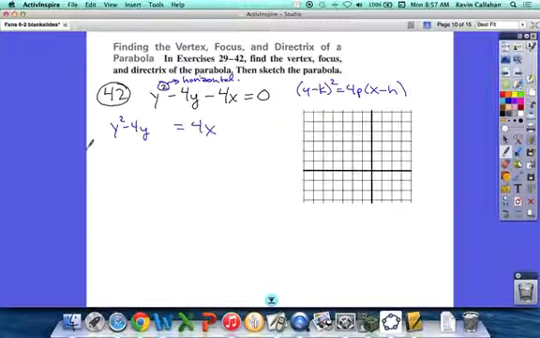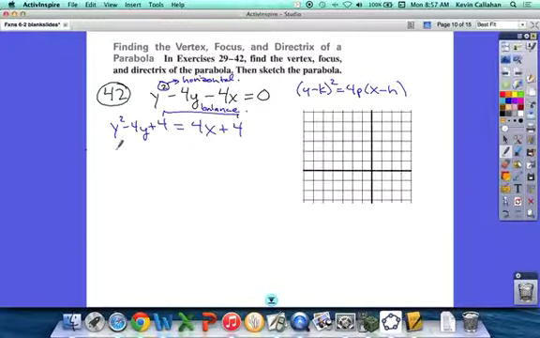Positive 4, right? Half of negative 4 is negative 2. Negative 2 squared is 4. Now, what am I going to do to balance out the fact I added 4 to the left? Add 4 to the right. These are the things that are balancing now.